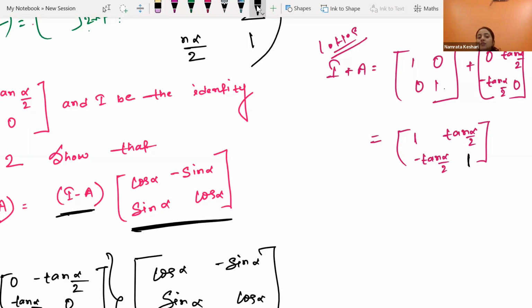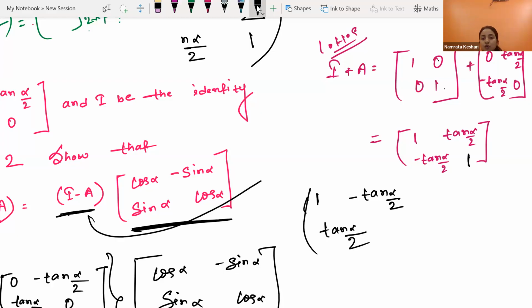Here cos alpha, minus sin alpha, sin alpha. So directly we can write I minus A. Just 1 minus 0 will be 1. 0 minus tan alpha by 2, so here we'll be having minus tan alpha by 2. Here 0 is there and then negative of negative. So please check it. Are we going to have this one for this? Yes or no? Yes. Yeah, that we need to multiply with this cos alpha, minus sin alpha.